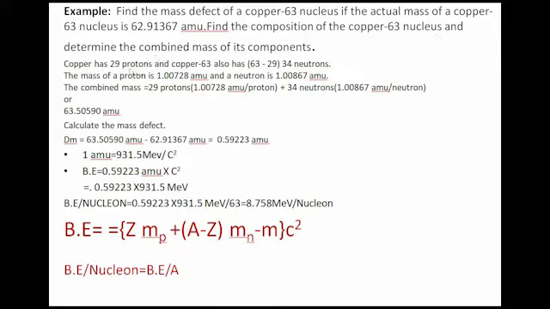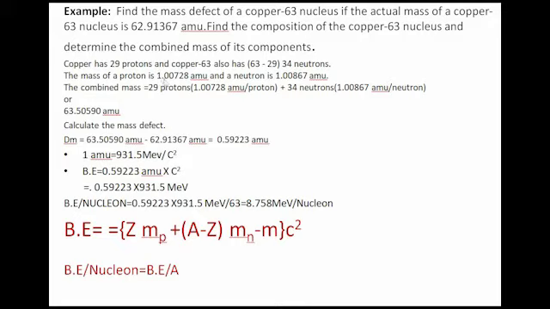The copper has 29 protons. So the number of neutrons is 63 minus 29, that is 34 neutrons. So the copper contains 29 protons and 34 neutrons. This is the composition of the copper. So let us find out what is the combined mass of the particles. So mass of the proton is 1.00728 and mass of neutron is 1.00869.